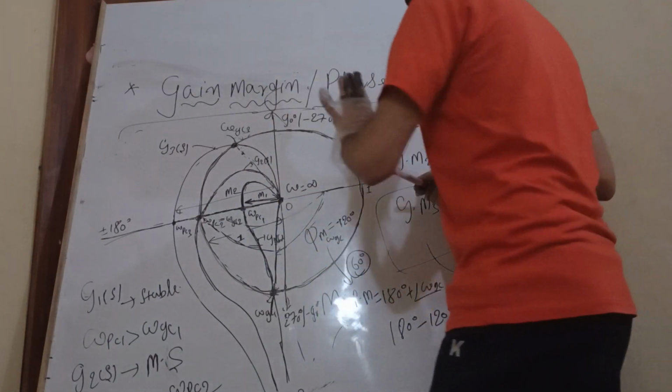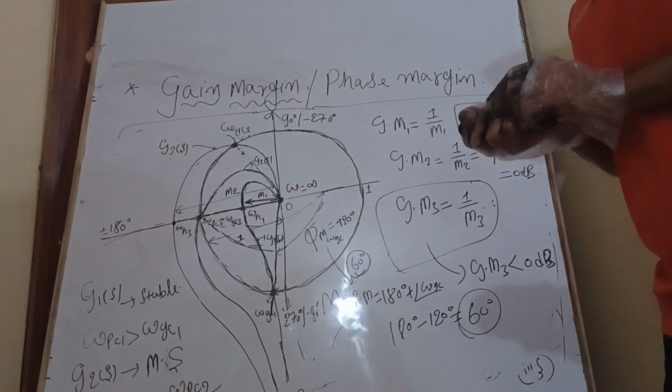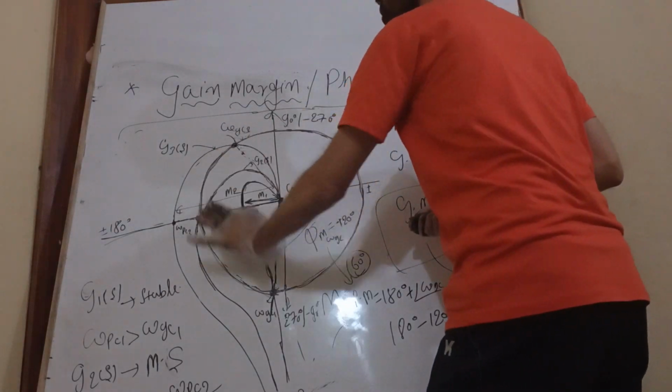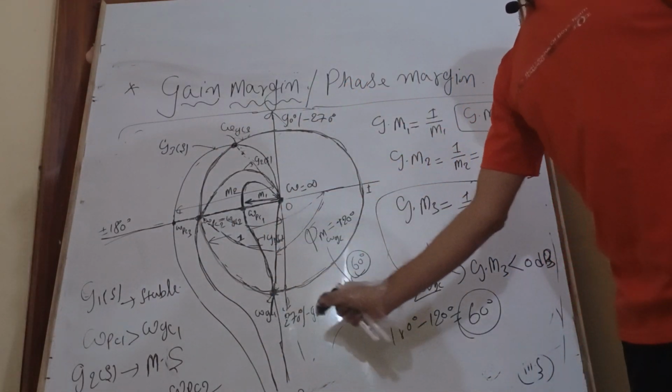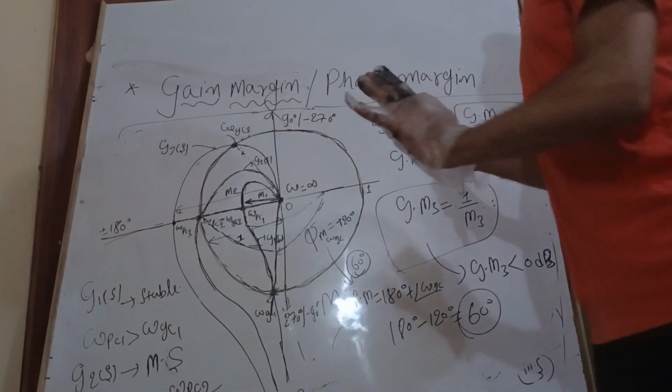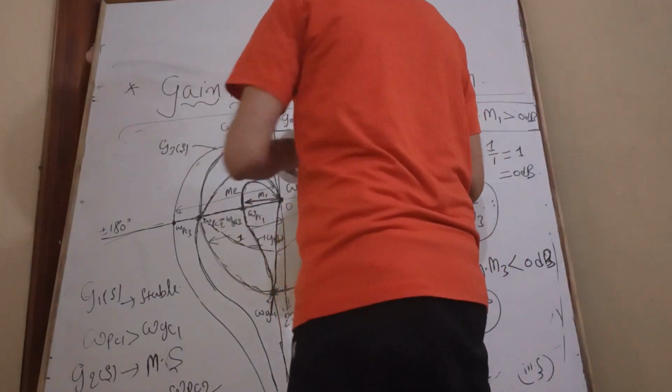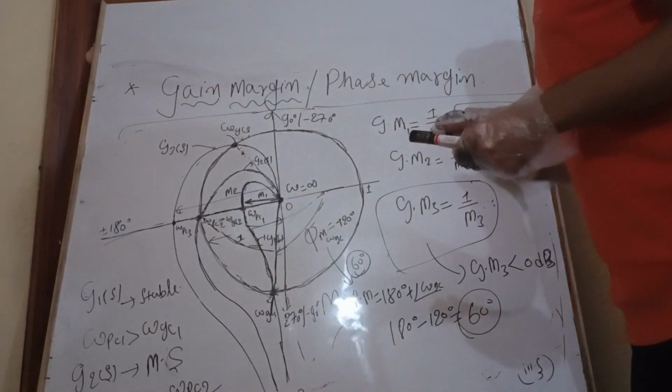Okay, so this is all about phase margin and gain margin, and how to check them from the unit circle on the Nyquist plot. That's all for today about gain margin and phase margin.